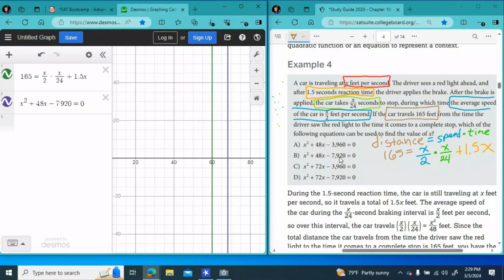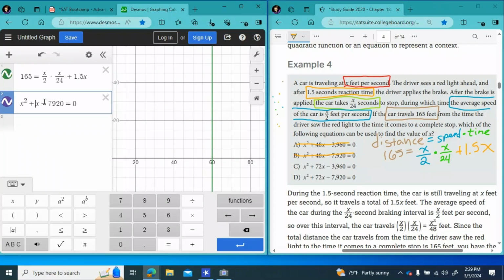So A was out, B was out. And now let's look at C and D. Both of them have a different number in the middle here. I'm going to change it to 72. And did you see that?